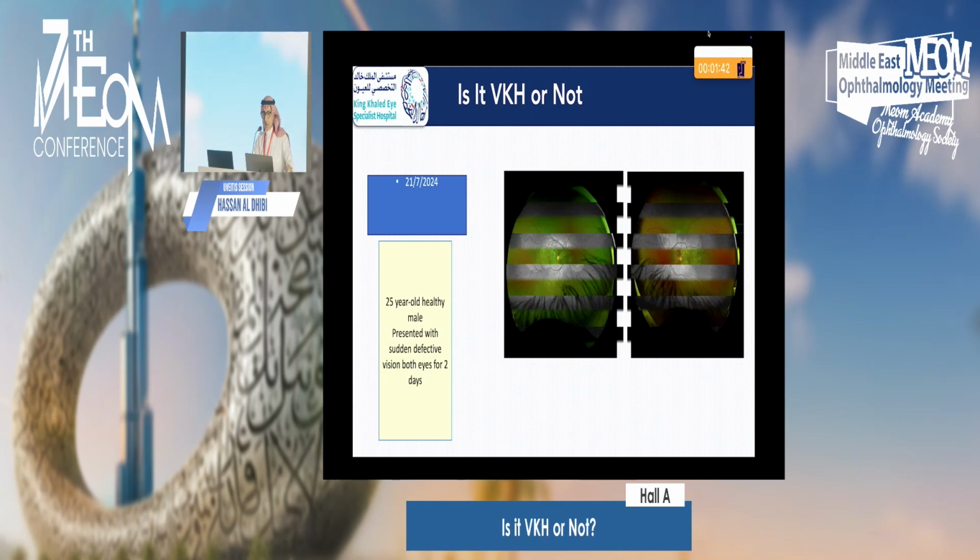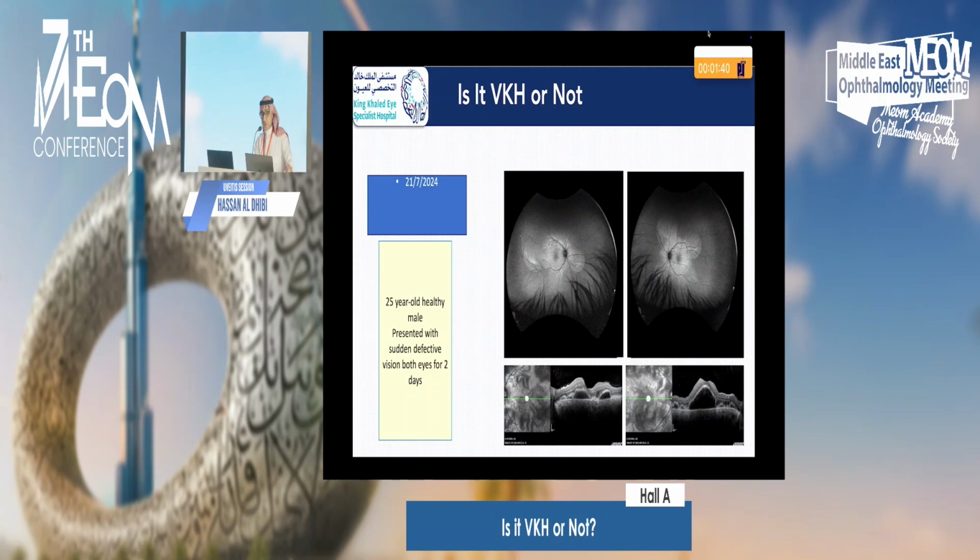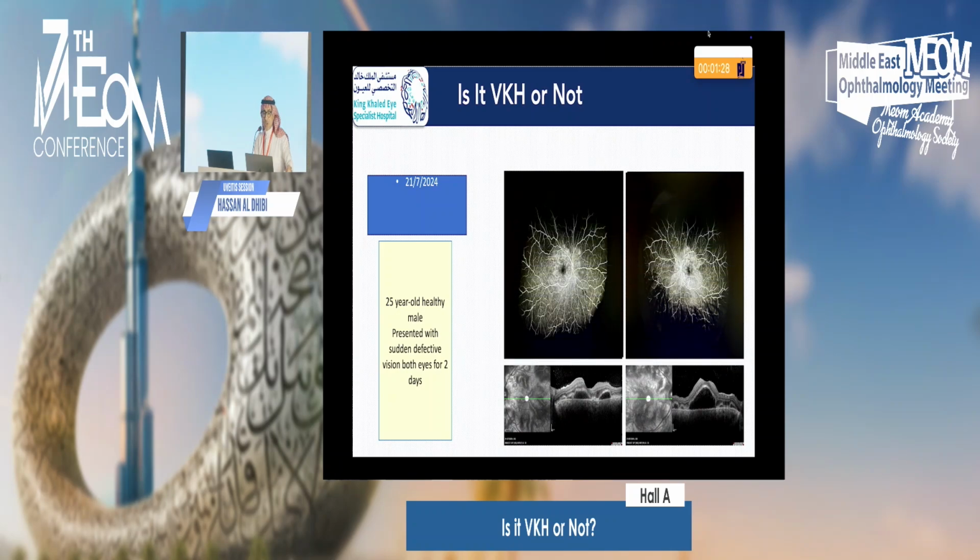We did fluorescein angiography of this patient, and this is the OCT. As you see, there are multiple areas of neurosensory elevation with subretinal fluid, and there are some internal limiting membrane undulations as well. The fluorescein angiography showed pinpoint areas of hyperfluorescence and some areas of pooling, but we didn't see a hot disc or hyperfluorescence of the disc, which is unusual for cases of VKH.